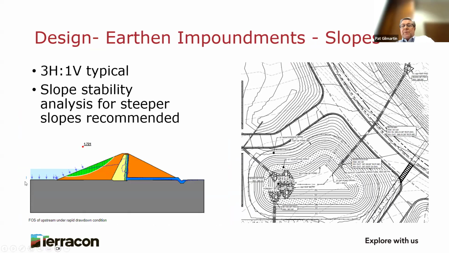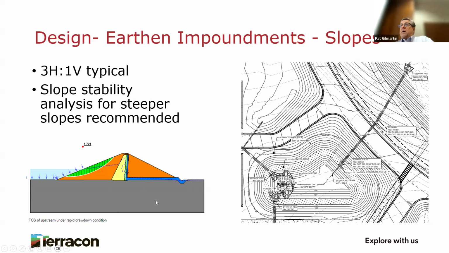Okay, slopes. Slopes for earthen impoundments for stormwater control measures are generally no steeper than 3 to 1, certainly those above the water table, to maintain that grass cover and for maintenance equipment. The geotechnical engineer should perform slope stability analysis for slopes steeper than 3 to 1, including the interior side slopes of wet ponds due to potential rapid drawdown conditions.